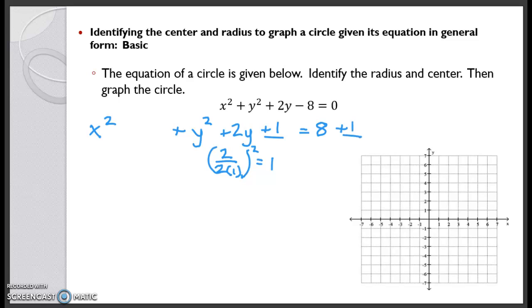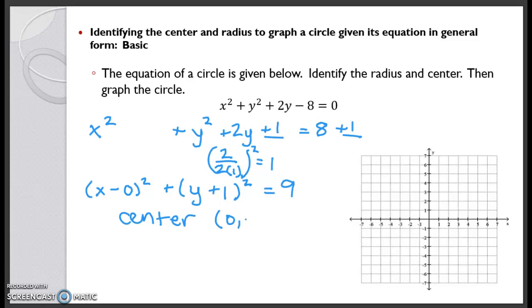Now here, this is actually already a perfect square. X minus 0 squared. And then we have plus, this factors into y plus 1 squared. And then that equals, we added 1 to both sides, 9. So our center is at 0, negative 1. And our radius we get from this 9, which means r squared equals 9. Take the square root of both sides, and the radius equals 3.